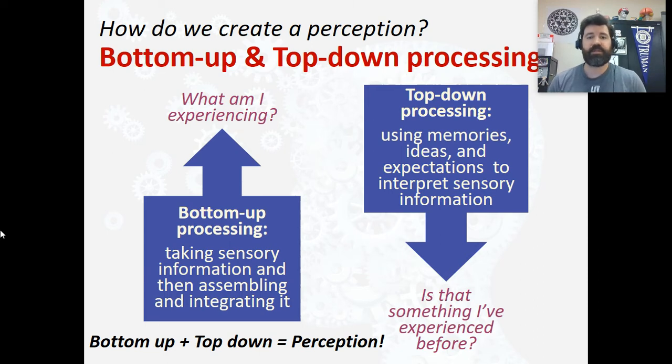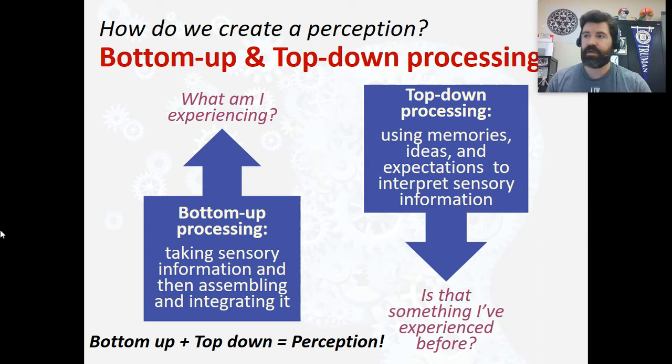Bottom-up processing is essentially our sensations, right? The sights that we see, the sounds that we hear, the smells that we smell. These are our sensations that work from the bottom up. It's taking in sensory information. But that alone does not equate to a perception. A perception is then also how we think about that information.